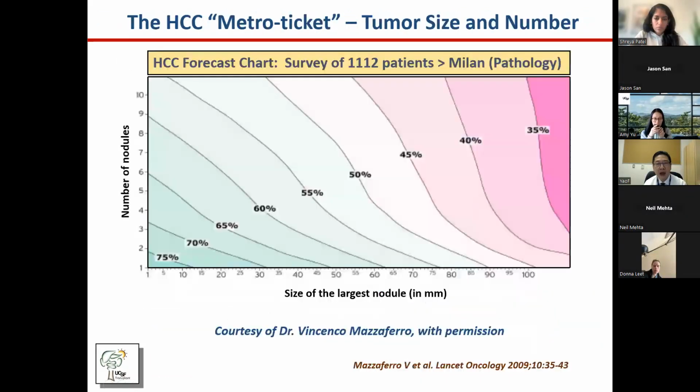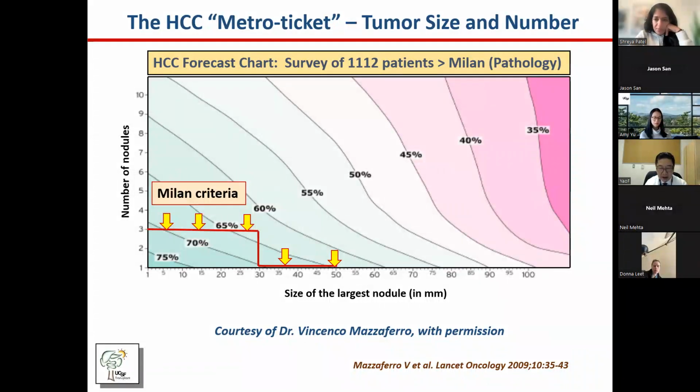Now, the Metro ticket concept has been supported by actual pathologic data, explant pathology, on over 1,000 patients collected by Dr. Marcifero himself, who developed the Milan criteria. And this is using a registry format. So you can see that the greater the tumor burden going to the right side, the higher the risk of recurrence, or lower the survival.